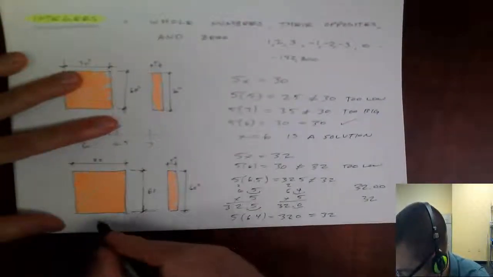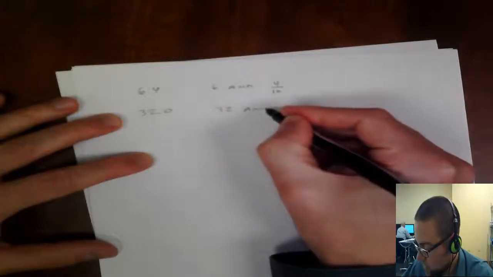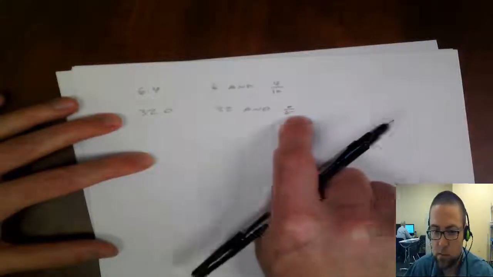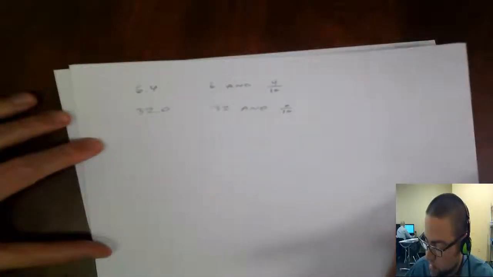Well, actually, what do these decimals really mean? Decimals are really just tenths, right? So let me grab a fresh sheet of paper. So what are decimals? If I have 6.4, that means there are 6 and 4 tenths. If I have 32.0, that's 32 and 0 tenths, which is just 0, so it's just 32. That's what decimals are.